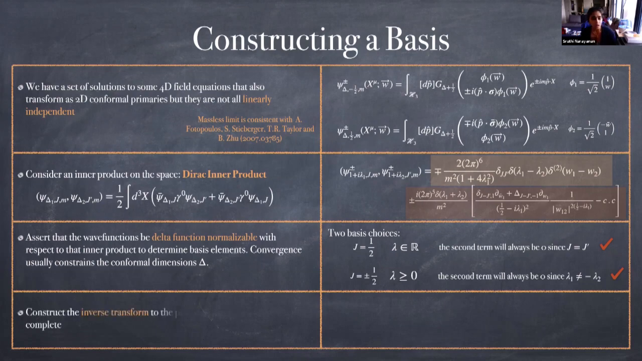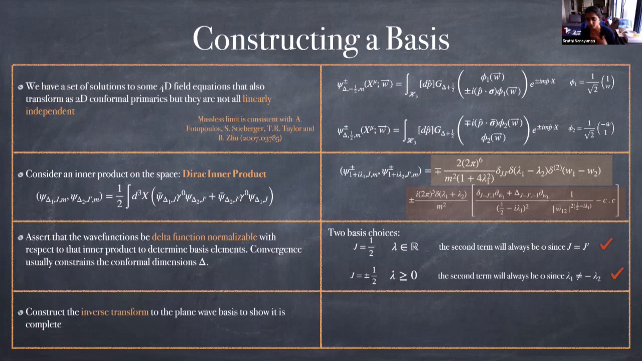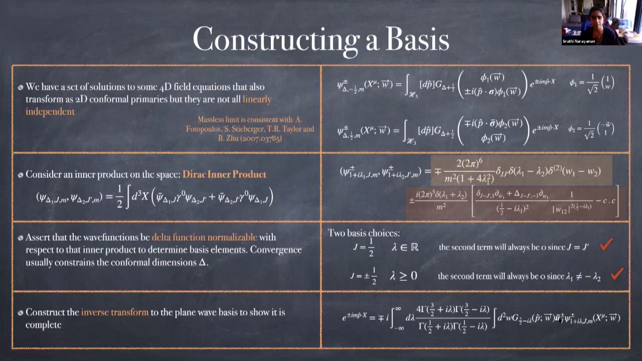And in this case, the second term will also always be 0 because the delta function in lambda will never be satisfied. Now, what we can do is we can construct an inverse transform to the plane wave basis, which is just basically an exercise in trying to figure out some integral identities that work out really nicely. And then we can write down what the plane waves are in terms of the scalar bulk to boundary propagators and these spinor solutions that we found previously.